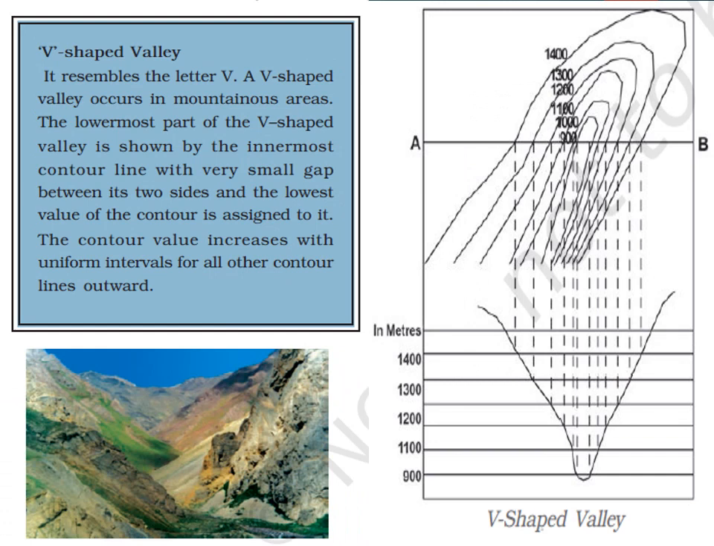Now let's understand the V-shaped valley. V-shaped valleys are generally found in the upper course of a river. If you see here, on both sides the mountain walls are there, and in between sometimes the river flows. So V-shaped valleys are found in the upper course of a river where the slopes on either side of the river are steep.